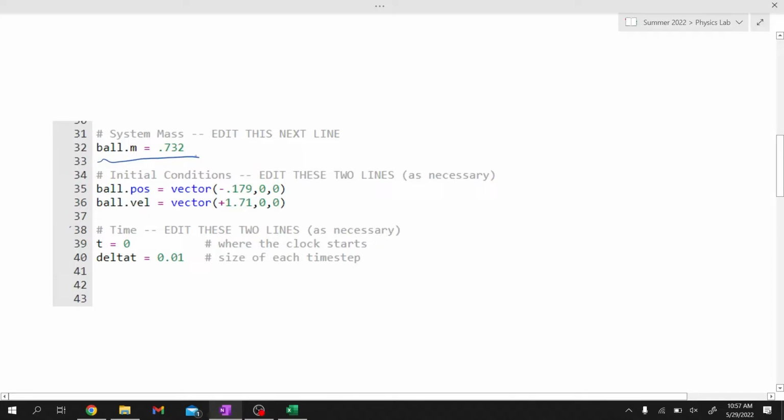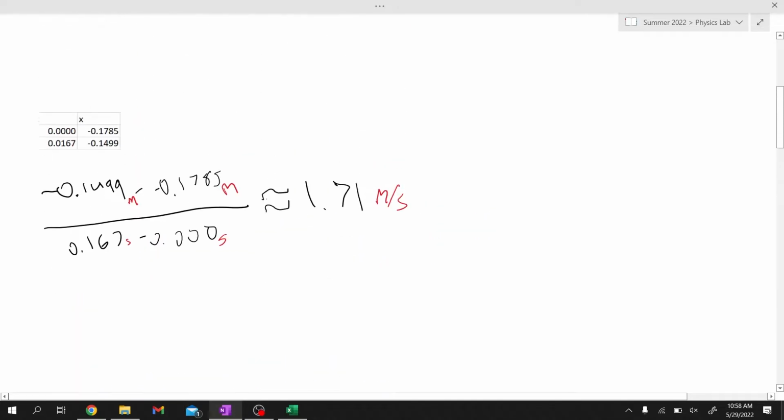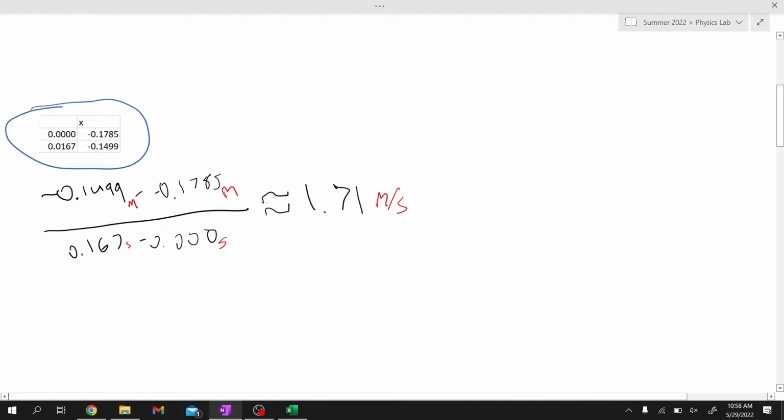Our initial conditions are found from our tracker file. Our initial x position is negative 0.179 meters, so we enter that here. Now, we do have to do a little work to find the initial velocity. We take the first two position points from our tracker data, and do x2 minus the first x, and do the same for the time, and divide. With meters on top and time on the bottom, seconds, we get 1.71 meters per second as our initial velocity.